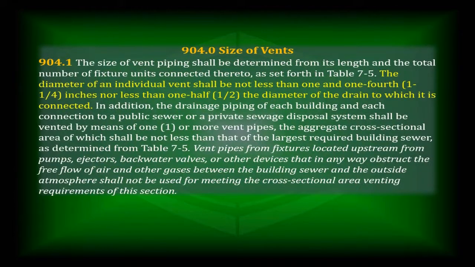Sizing the vents. Again, we're not going to get too crazy with reading all of this stuff. This entire chapter is a phenomenal resource in sizing the vents and counting your fixtures and such. We want to jump right to the part that is highlighted. 904, size of vents, and this is 904.1 that we're talking about. The diameter of an individual vent shall be not less than 1 1/4 inches, nor less than 1/2 the diameter of the drain which it's connected to.